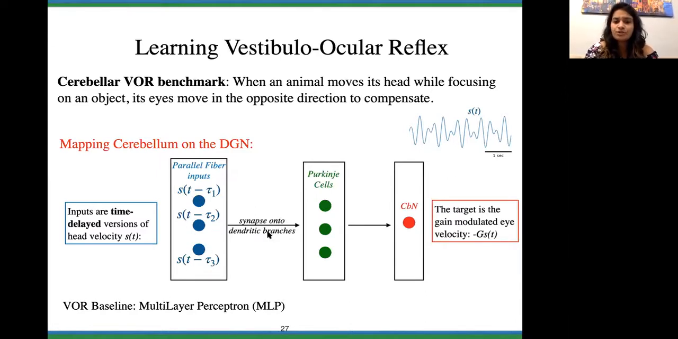They synapse onto the dendritic branches of the Purkinje cells, which then project out to the target, the CBN. And the target is just gain modulated eye velocity. So it tells you what the eye should do.